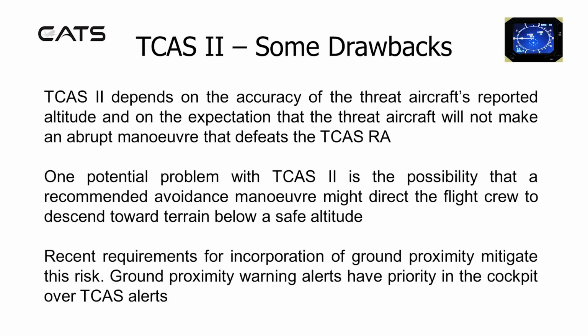TCAS 2, some drawbacks. TCAS 2 depends on the accuracy of the threat aircraft's reported altitude and on the expectation that the threat aircraft will not make an abrupt manoeuvre that defeats the TCAS resolution advisory. One potential problem with TCAS 2 is the possibility that a recommended avoidance manoeuvre might direct the flight crew to descend toward terrain below a safe altitude. Recent requirements for incorporation of ground proximity mitigate this risk. Ground proximity warning alerts have priority in the cockpit over TCAS alerts.